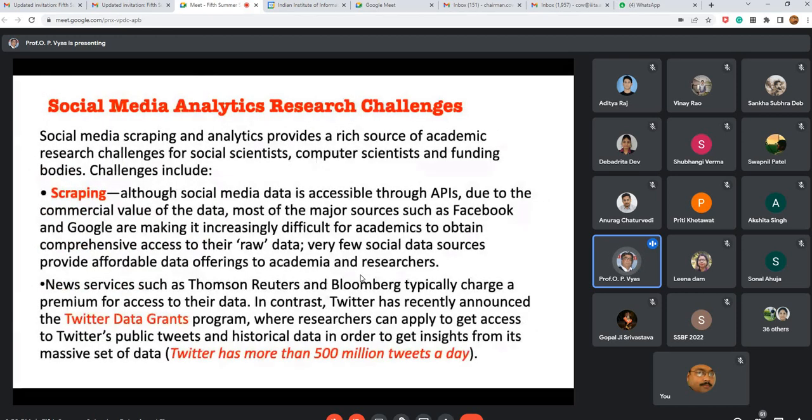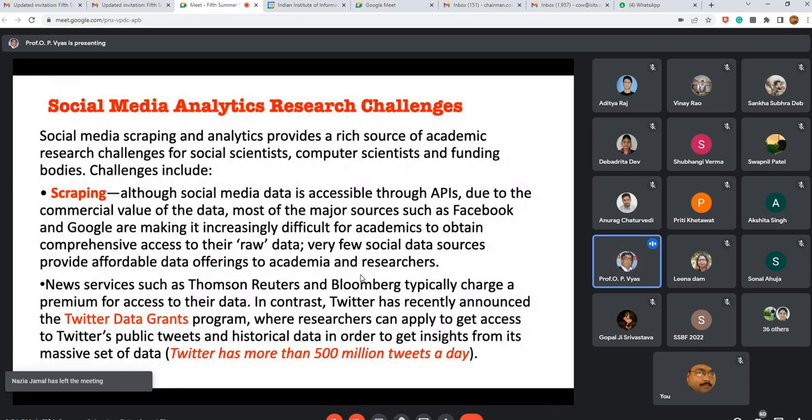Now, as for the basic research challenge, if somebody tells you that you have to start a project on social media analytics, what will you do? The first important thing to understand is that social media scraping and analytics provides a rich source of academic research challenges for social scientists, computer scientists, and funding bodies. Challenges include scraping, which is accessible through the APIs, on which I think you will have a demonstration by Aditya. Due to the commercial value of the data, most of the major sources such as Facebook and Google are making it increasingly difficult for academics to obtain comprehensive access to their raw data.